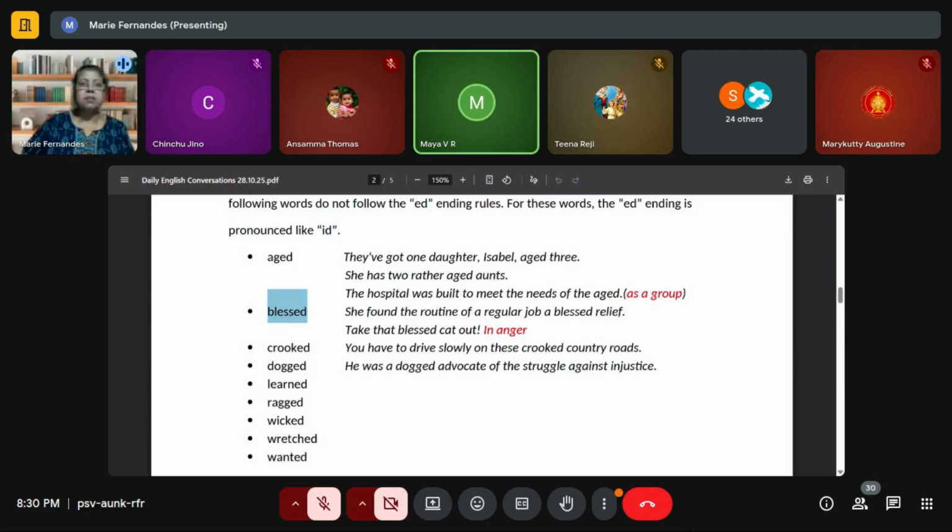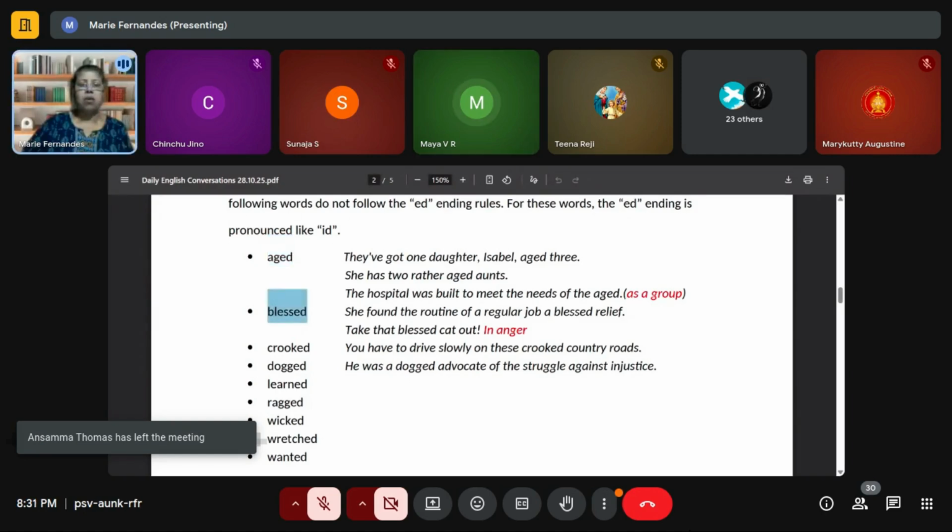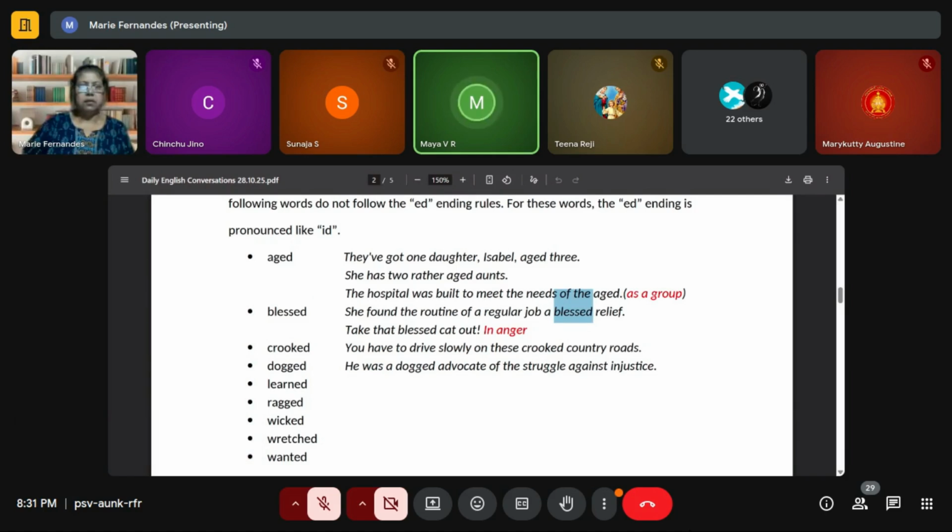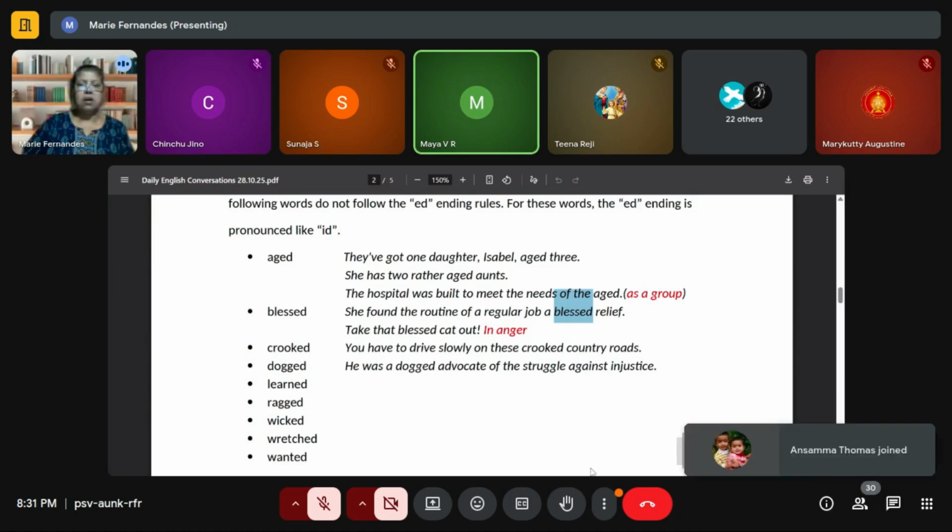Now there is another way. There are two ways of saying these: aged or aged, blessed or blessed. Crooked, dogged, learned, ragged, wicked, wretched, wanted. Okay, good. All right. Thank you.